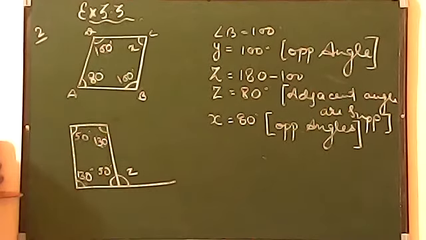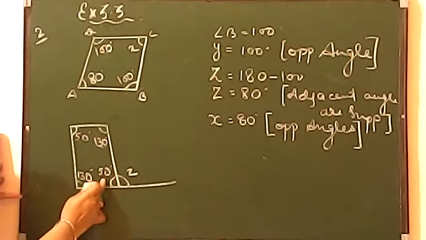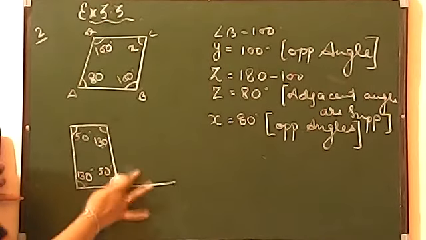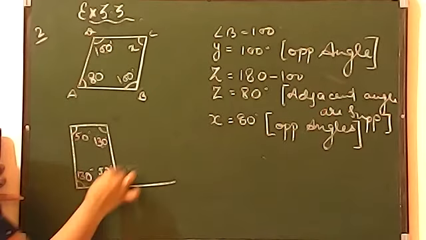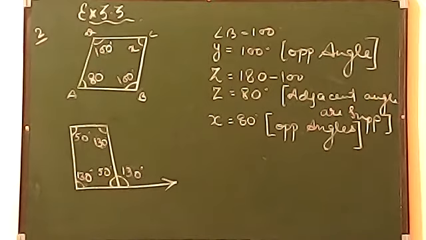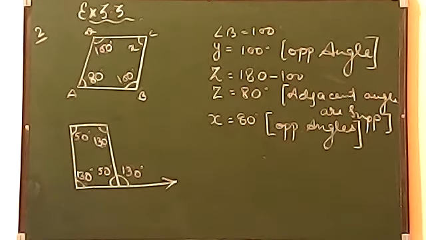Now all the angles inside are found. Now you know this is interior, this is exterior. An interior and an exterior together make how much? 180. So this will give you 130. Finish. So simple solutions, beta. It's not so tough.